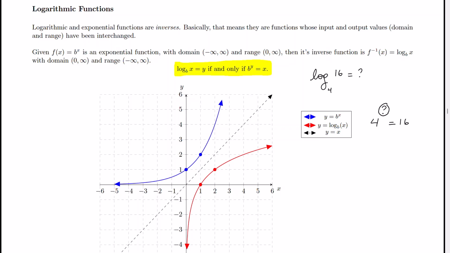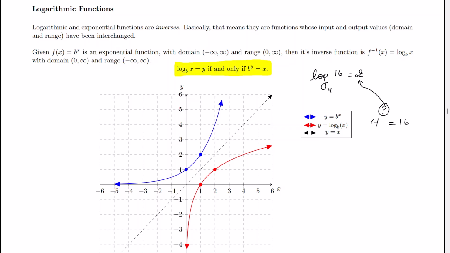If you can find that exponent, then you're done with the problem, because that's the answer that needs to go here. So rewriting the problem will make it easier. 4 raised to what exponent will be 16? Just by guessing and checking, I think 2 is the solution, because 4 squared is 4 times 4, which will be 16. So whenever we're dealing with logarithms, we're practically trying to find exponents.